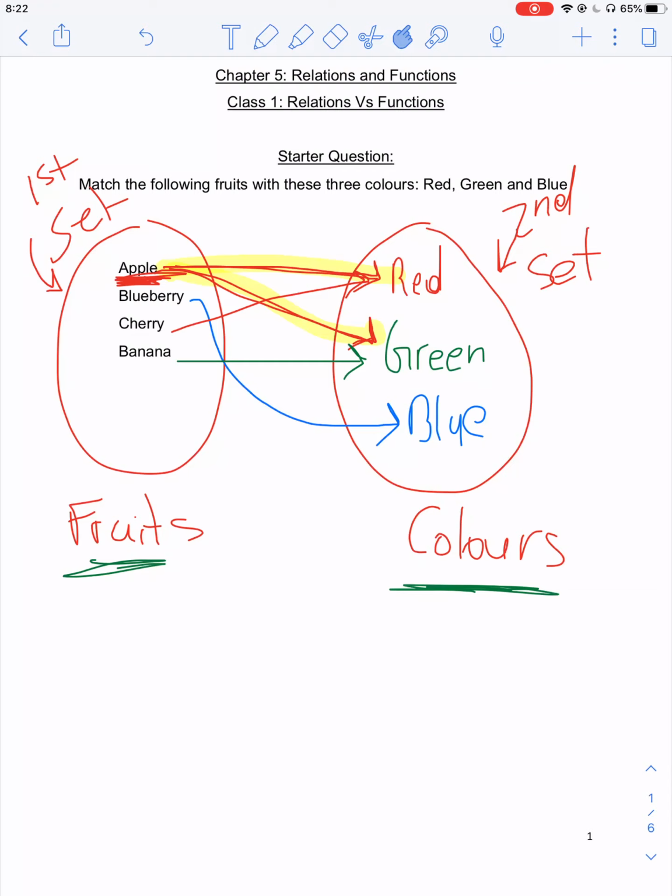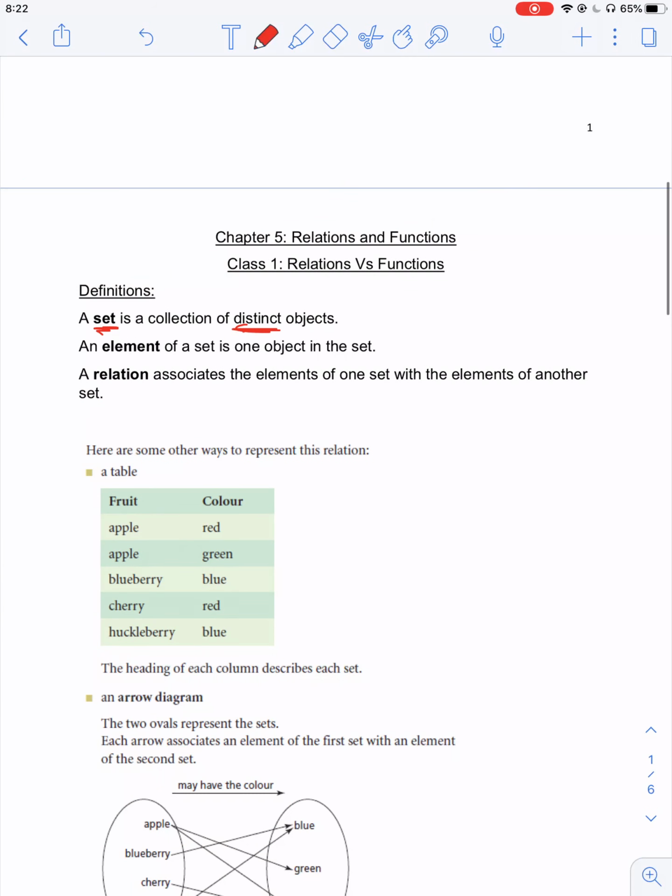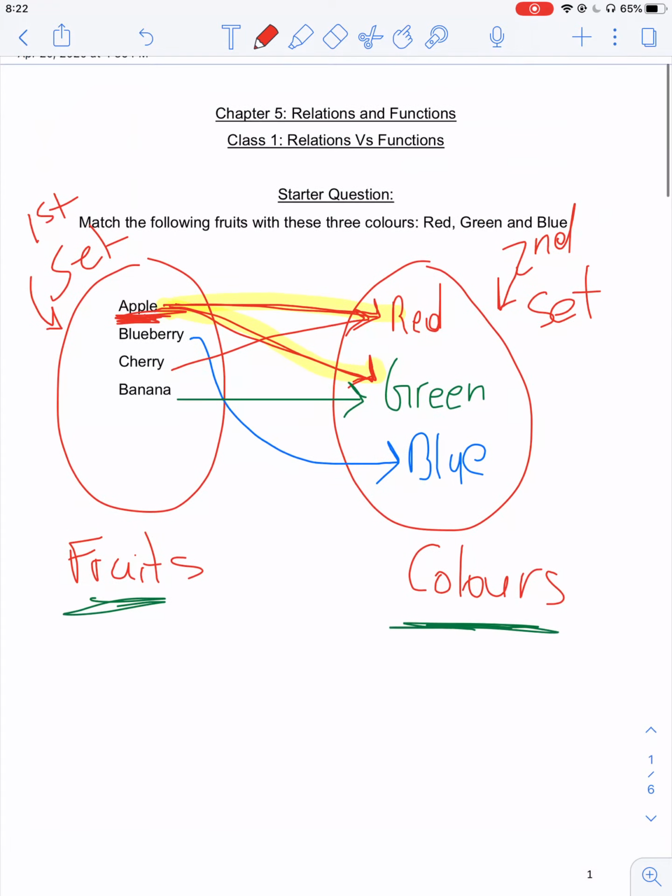Now, the second definition is element. An element of a set is an object in the set. As you can see, the first set has four elements: apple, blueberry, cherry, and banana. So the objects inside your sets are known as elements. Red here is an element, green is an element, blue is an element.